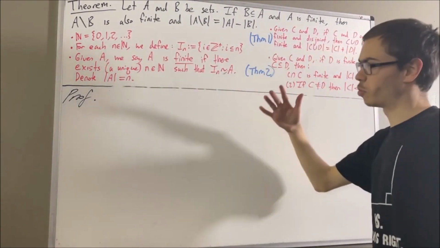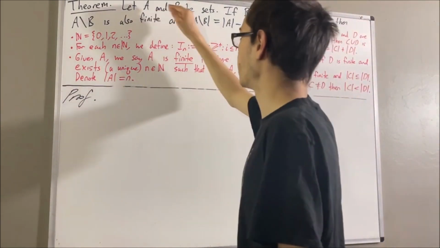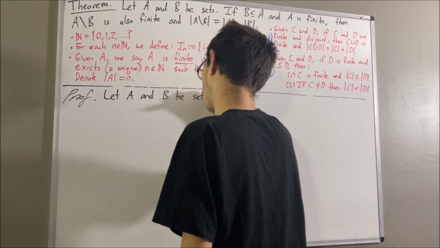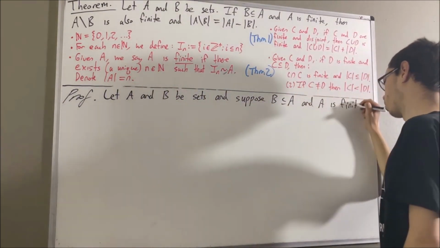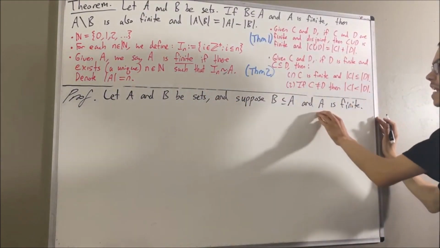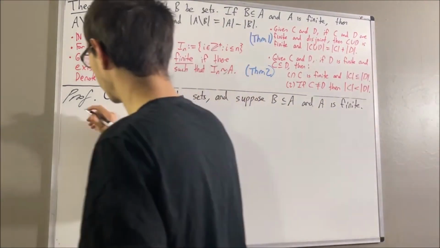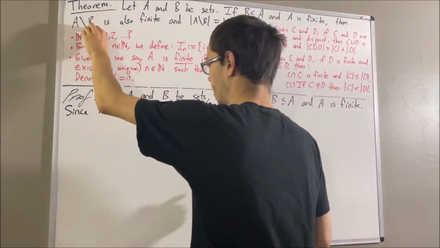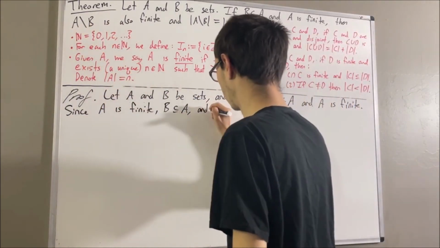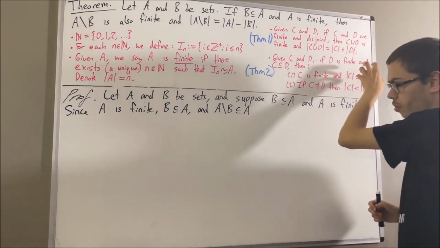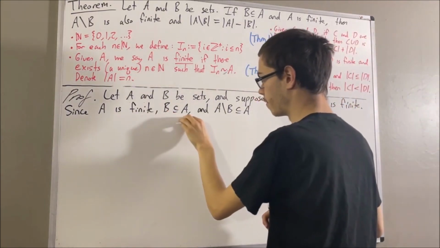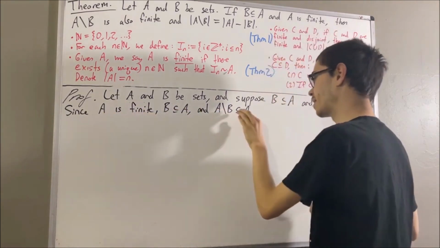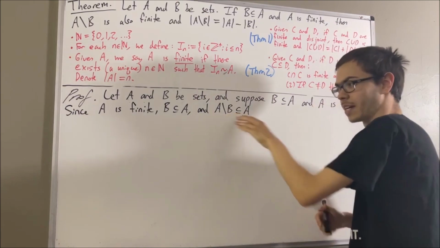Okay, so now let's get into the proof. To start out, let's give ourselves two sets A and B, where B is a subset of A and A is finite. So we see that A is finite and B is a subset of A. But also, we know that A set minus B is a subset of A. So if we apply theorem 2, since A is finite and B is a subset of A, it follows that B is finite. And since A is finite and A set minus B is a subset of A, we have that A set minus B is finite.